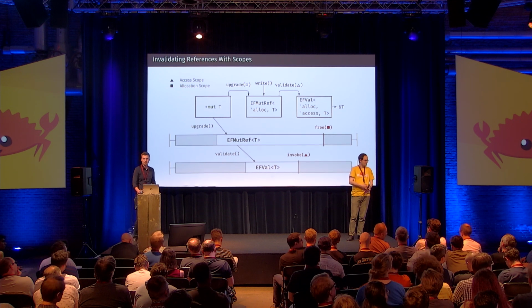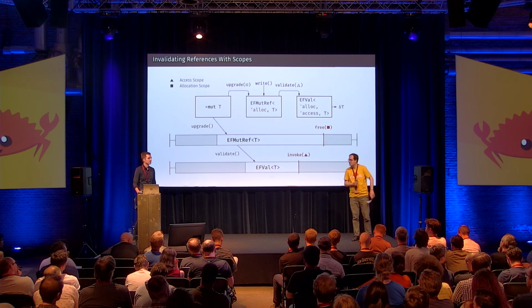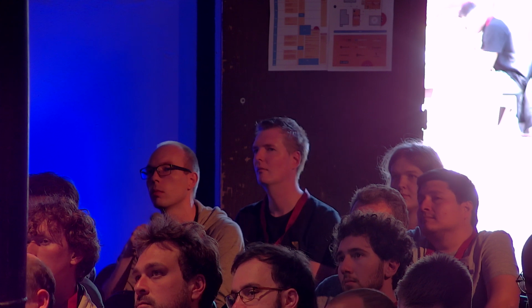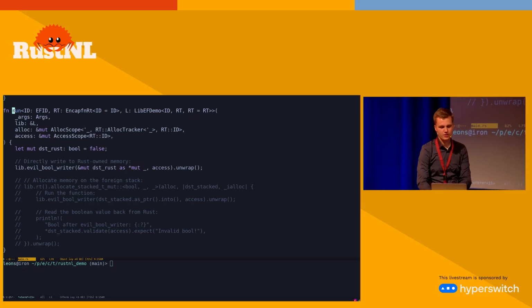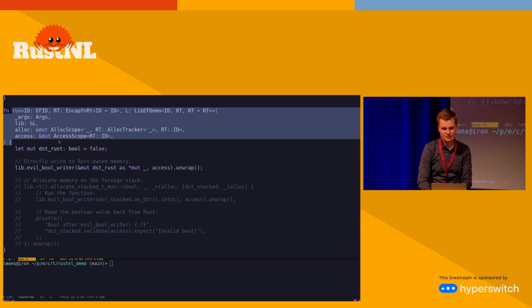Does this require some special annotations in order to call the functions? Yeah, so it doesn't really require some special annotations. Instead, you use a slightly different function signature. So here's actually a small example of how this can look. We have this run function. We have a bunch of convoluted type parameters that we require here.